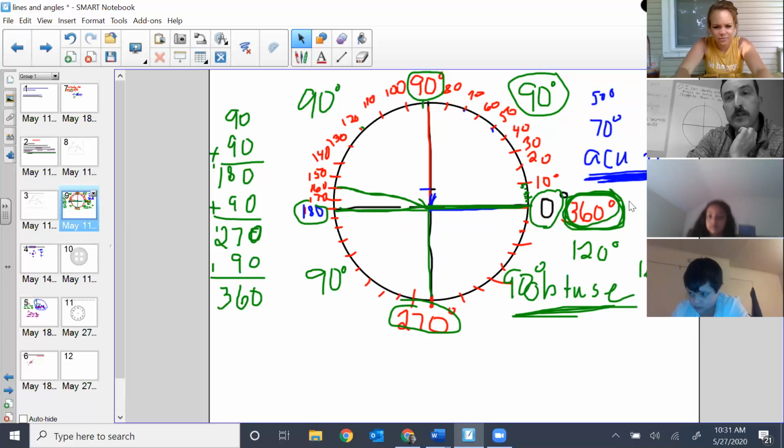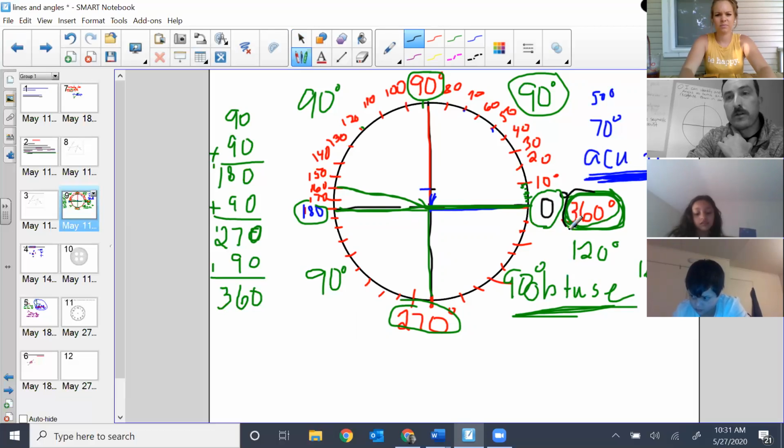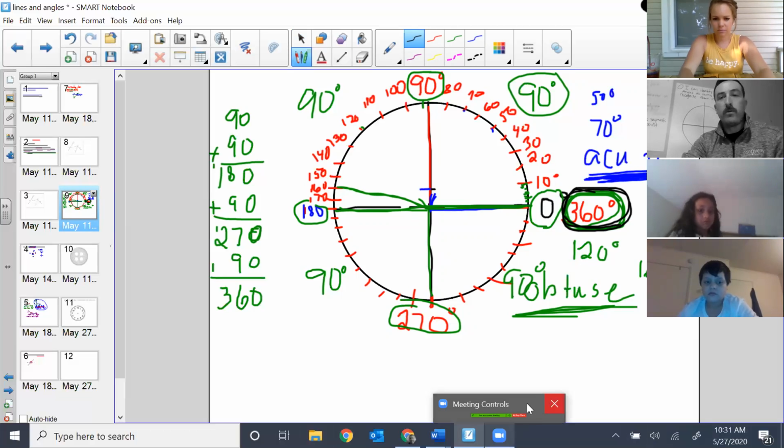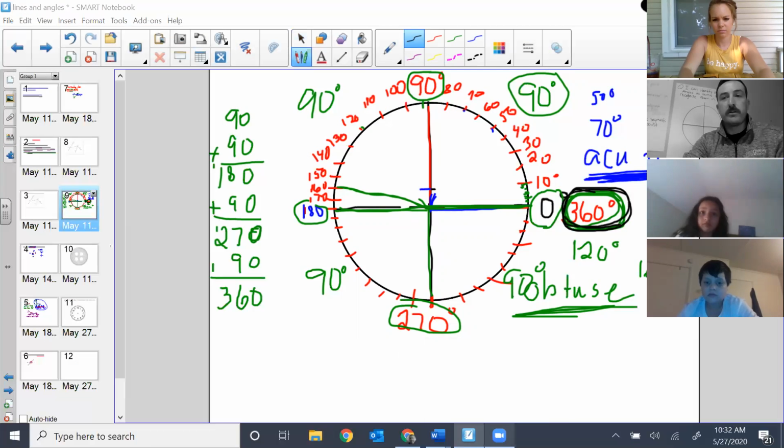Well, 0 to 90 is only 1/4 of the circle. What about if we go all the way around a circle? How many degrees are we going? 10, 20, 30, 40, 50, 60, 70, 80, 90. 360 degrees. Right, so in this full circle, we have 360 degrees, okay?